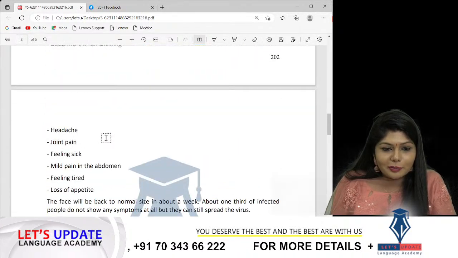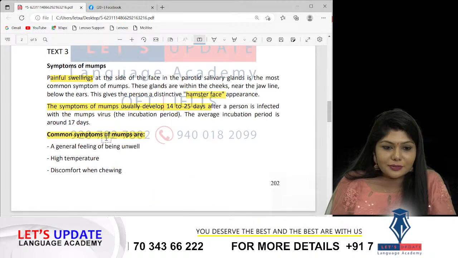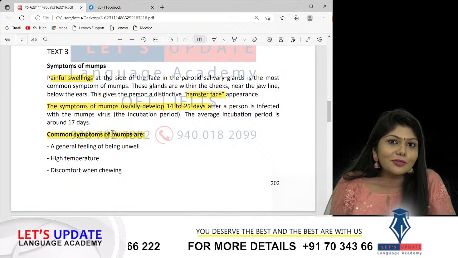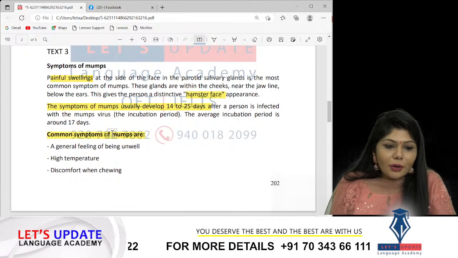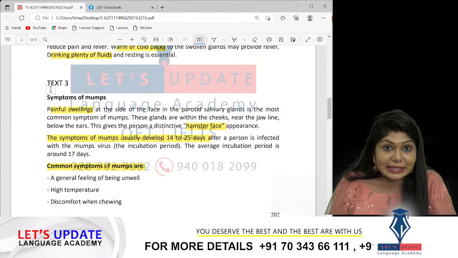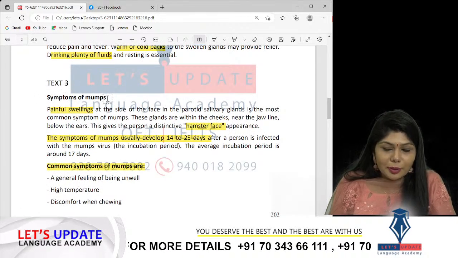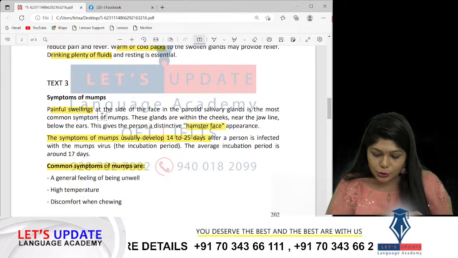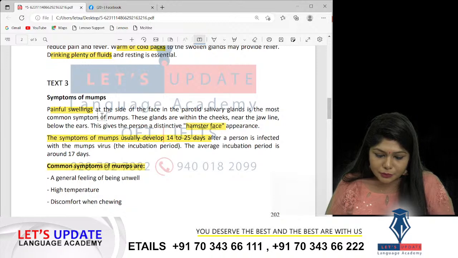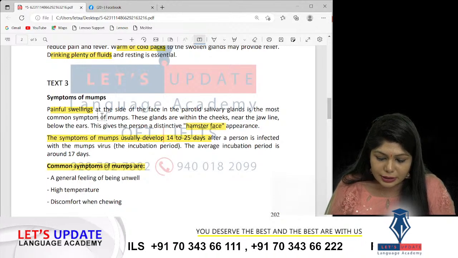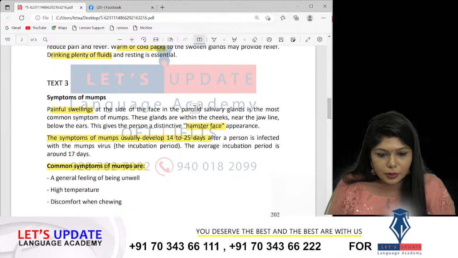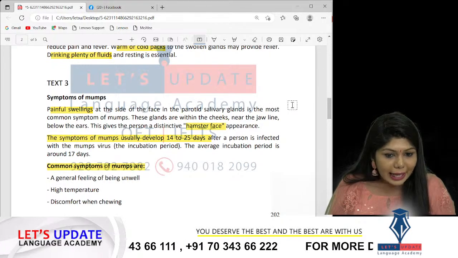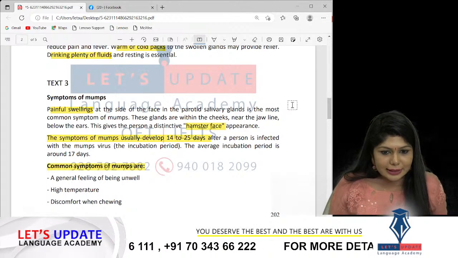Okay, so where do you think the information would be? I hope you remember we were talking about how the face will swell up. Yes, it is in text 3 or text C, symptoms of mumps, the painful swellings and all that. So our question is, which glands swell up around the face if a person has mumps? Please put in your answers. They are asking about the name of the glands.